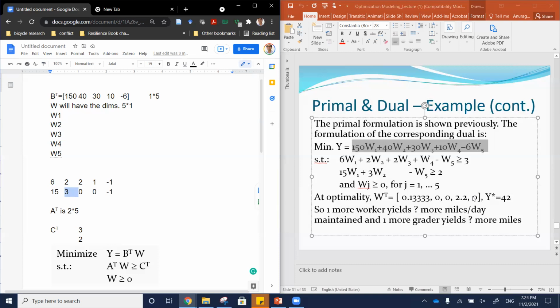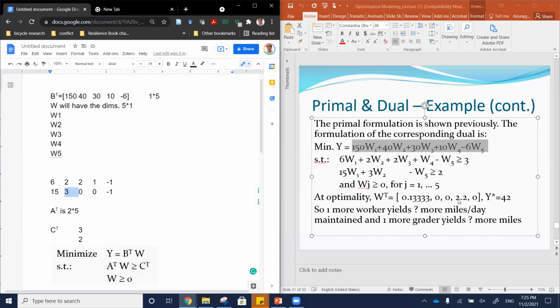Even though in the original problem you're maximizing z, and now in the dual problem you're minimizing y, the number comes out exactly the same, 42, right? Because that's the number we got earlier. And then if you solve this, you will see that among the decision variables, three of the values are 0. So W2, W3, and W5 have 0 value at the optimal case, and W transpose has 0.133 and 2.2 for W1 and W4.